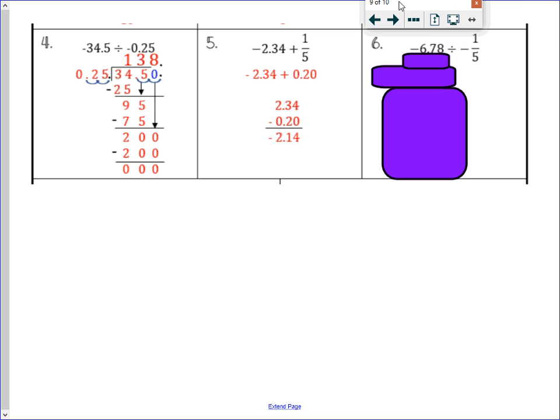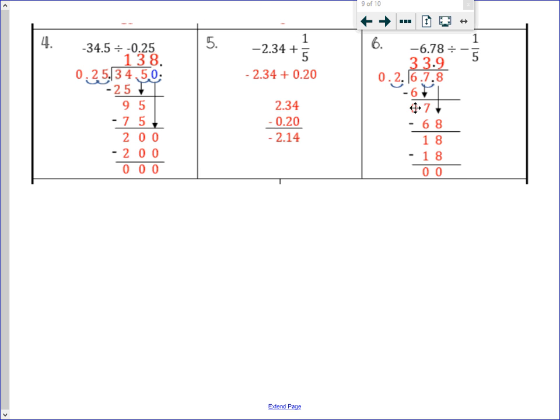For this one, we do the same thing as we did on number 5. We're going to change 1/5 to 0.2. So for 0.2, we're going to move the decimal to the right one, our divisor. Remember, you always look at your divisor to figure out how far you want to move the decimal point. In this case, we're going to move it to the right one. We divide it out, and we get 33 9/10. Our answer is positive because we have a negative divided by a negative. Remember, a negative and a negative, when you're multiplying or dividing, your answer is going to be positive.